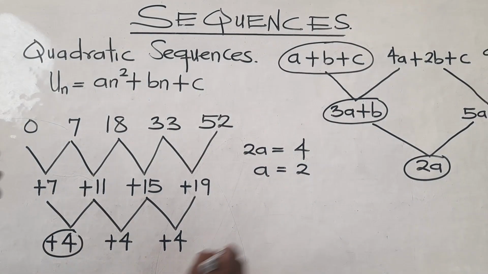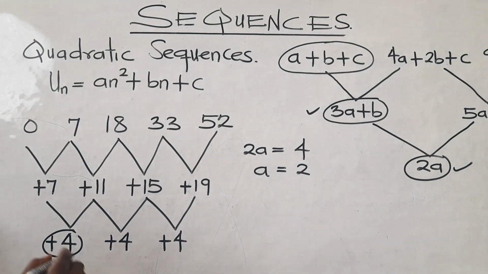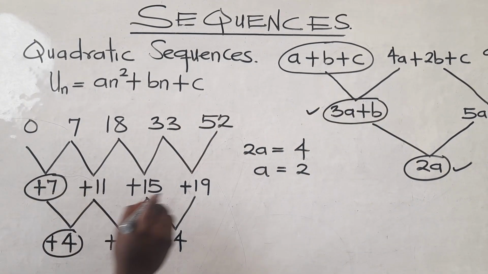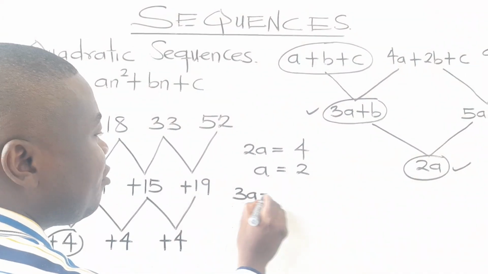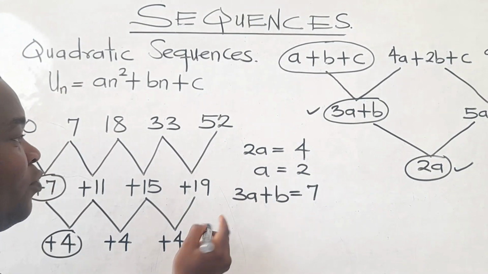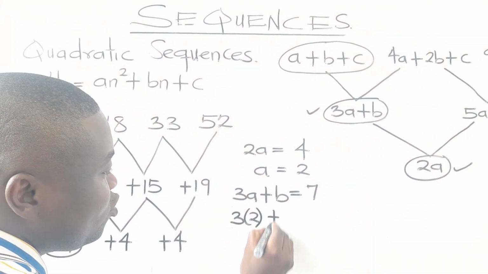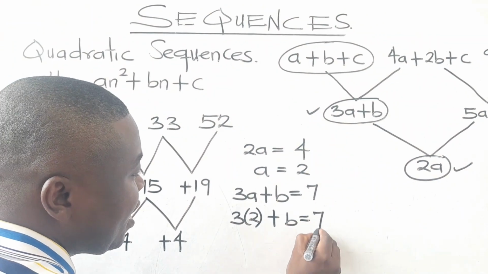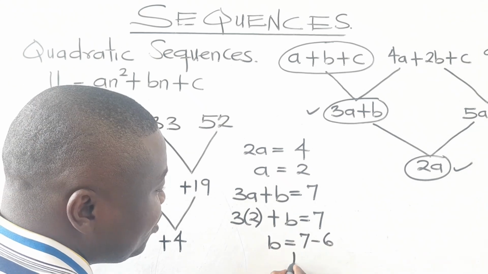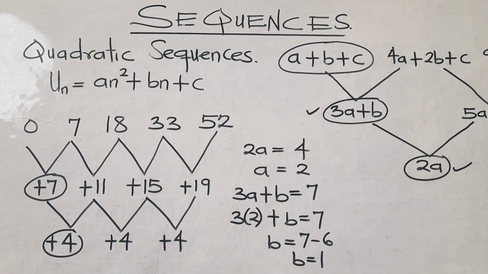Let's go to the second one. We're done with this. We go to the next one. It means 3a plus b is equal to 7. And we know a is 2. So 3 times 2 plus b equals 7. Hence, b is equal to 7 minus 6. b equals 1. We've gotten the value of b.